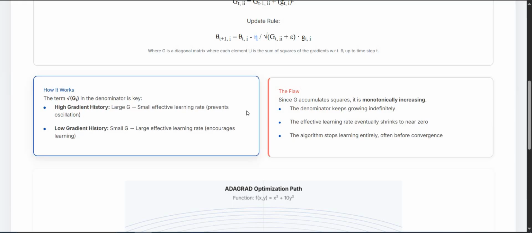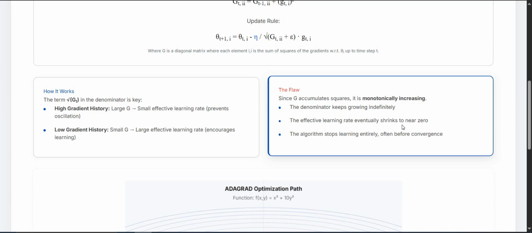Okay, and on the left side here, in the explanation box that follows, you see the logic. Large accumulated gradients increase the denominator, lowering the effective learning rate. Small accumulated gradients keep the denominator small, raising the effective learning rate. So parameters that have been busy slow down and parameters that have not been moving much speed up.